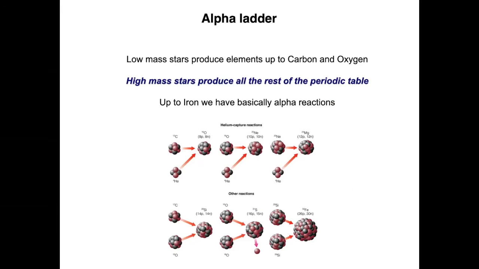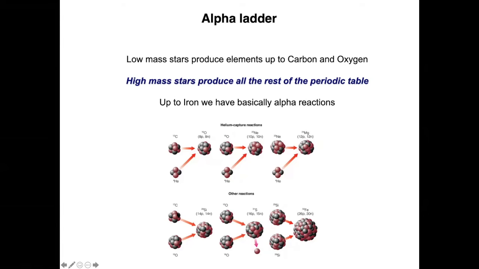Low mass stars produce elements up to carbon and oxygen, but high mass stars produce all of the rest of the periodic table. Up to iron, basically what you have is a series of alpha reactions. Carbon captures a helium particle, produces oxygen. Oxygen captures a helium particle, produces neon. Neon produces magnesium, and it goes on and on.